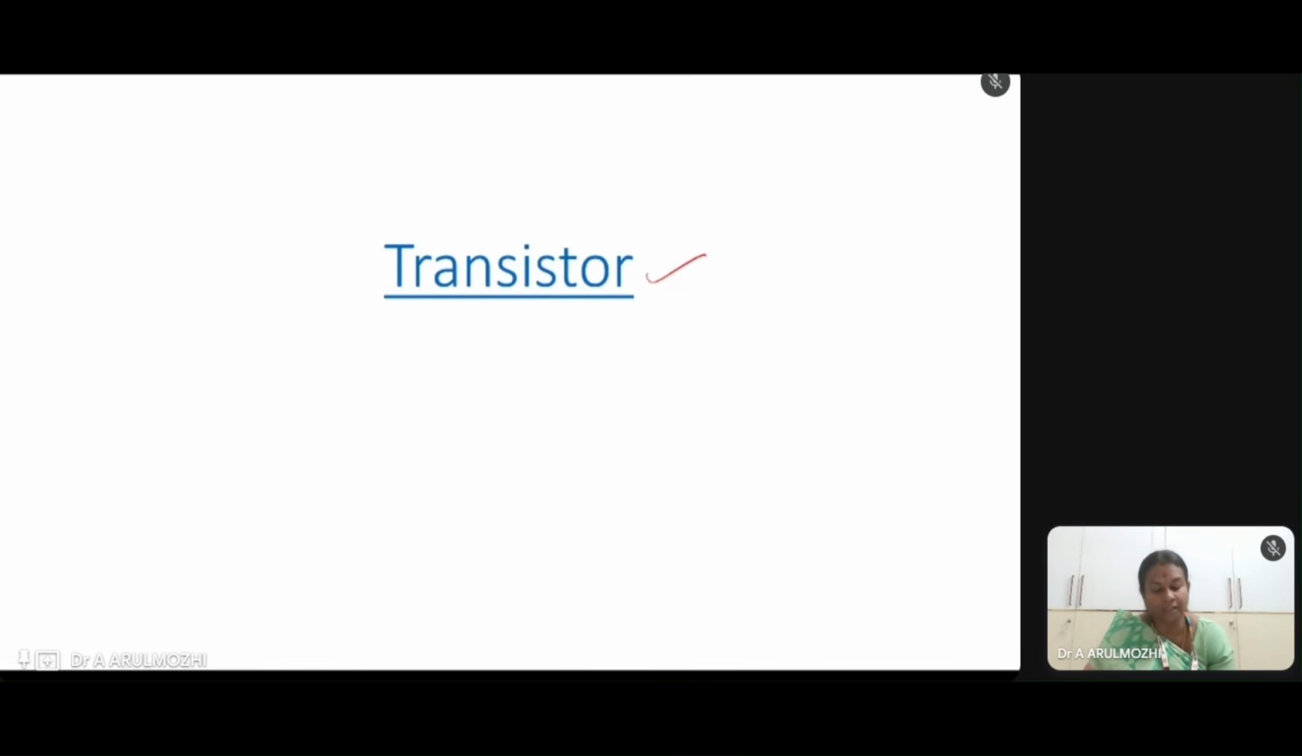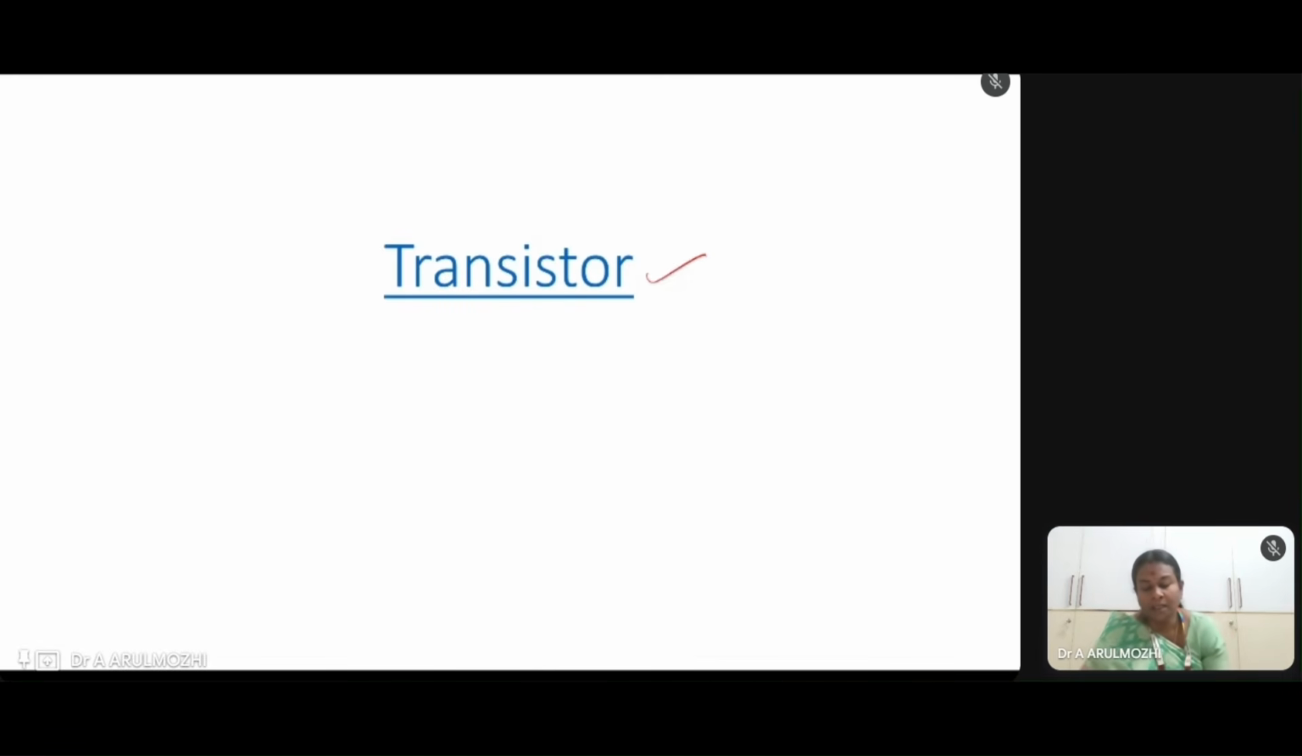In today's class, we are going to see about transistor manufacturing, what raw materials can be used to make a transistor, what the configuration of transistors is, and in addition to this, what the types of transistors are.